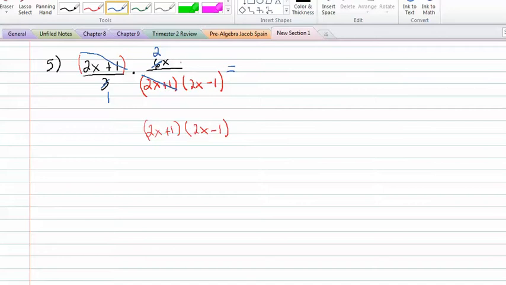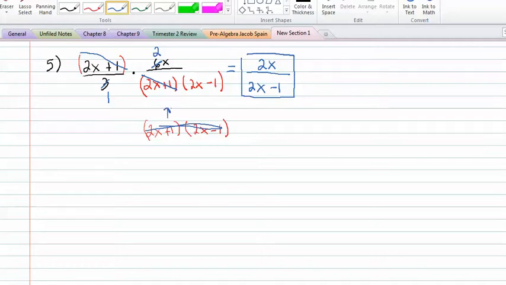Okay, at the top of my fraction here, what do I have left? I just have a 2 and an x. At the bottom of my fraction, what do I have left? I just have the 2x minus 1. And that is my answer in simplified form.